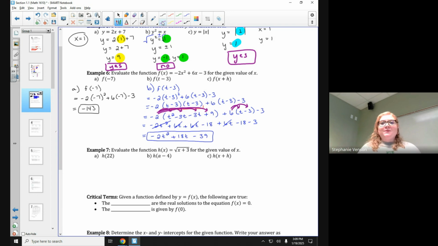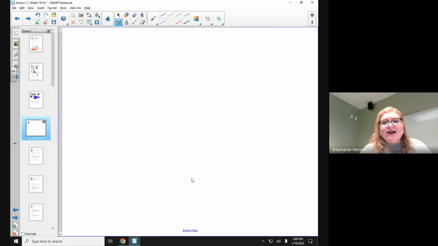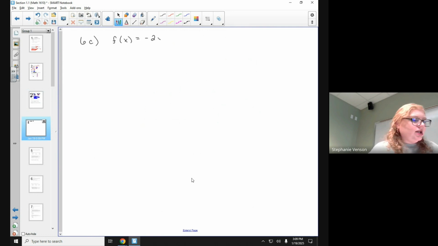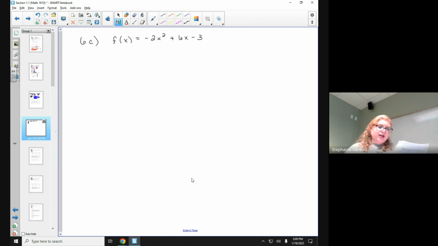which is the last part of example 6, where we're supposed to calculate f of x plus h. So I'm actually going to give myself some more room. I have to kind of write big on the screen. But this is 6c. Okay, and just so I don't have to flip back, I'm going to write the original function. So the original function given to me in the directions was f of x equals negative 2x squared plus 6x minus 3. And in part C, I'm asked to calculate f of x plus h.